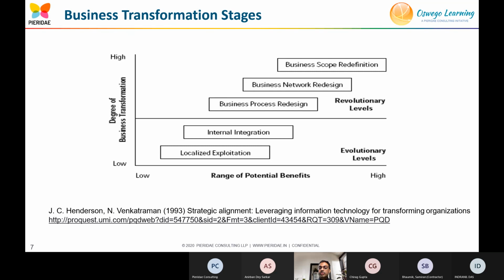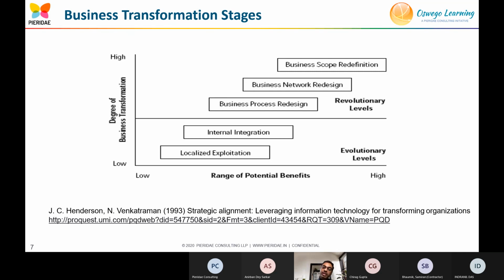The next stage is business network redesign. I have an entire supply chain. I have suppliers, I have customers, and various platforms wherein I collaborate and do my business. So I'm redesigning my business network. Whatever partnerships we had earlier with a different partner might not be that valuable today. I might need to go for a different partner, go out of the old relation with the old partner to get business value from the new partner. So, business network redesign.